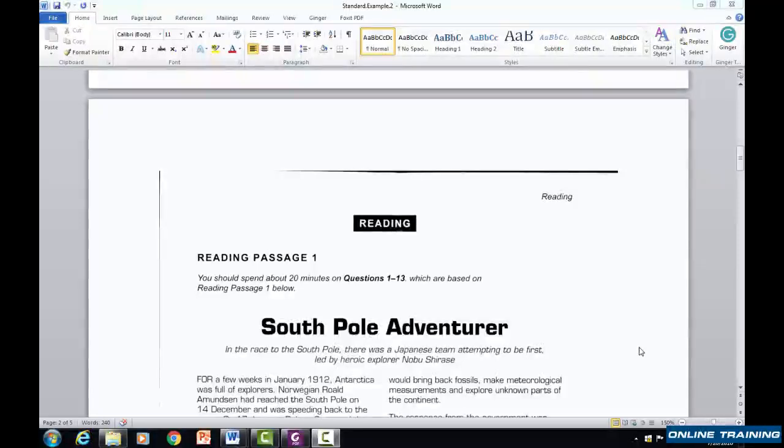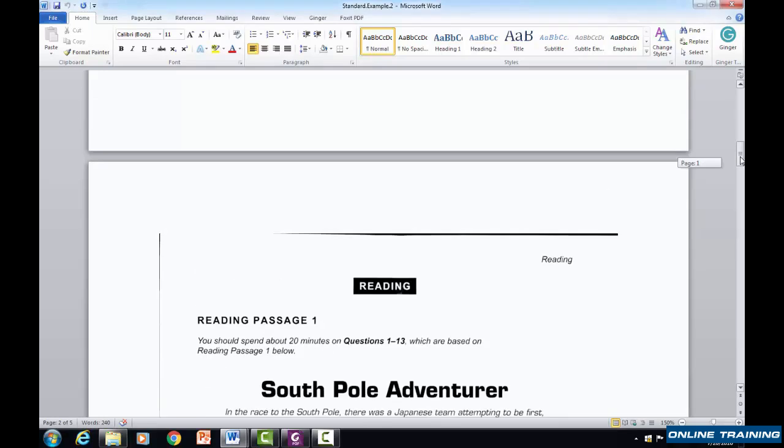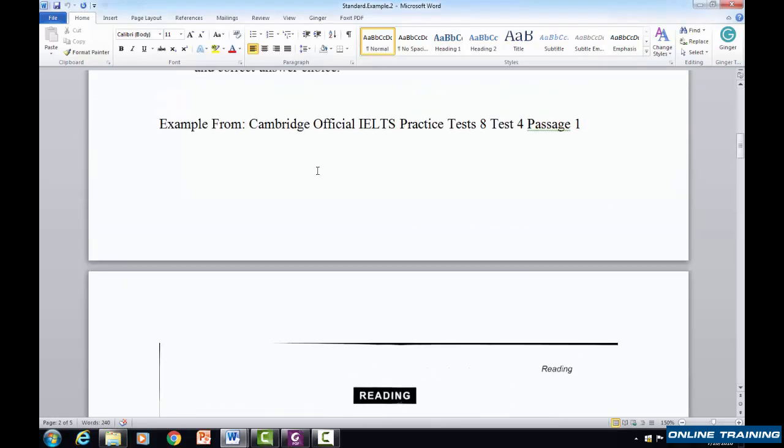Okay, so let's have a look at another example of the standard multiple choice question. Let's have another look at it, okay? And this one is reading passage 1, South Pole Adventurer. This comes from the official IELTS 2014 practice test 8. This is test number 4 and passage number 1.